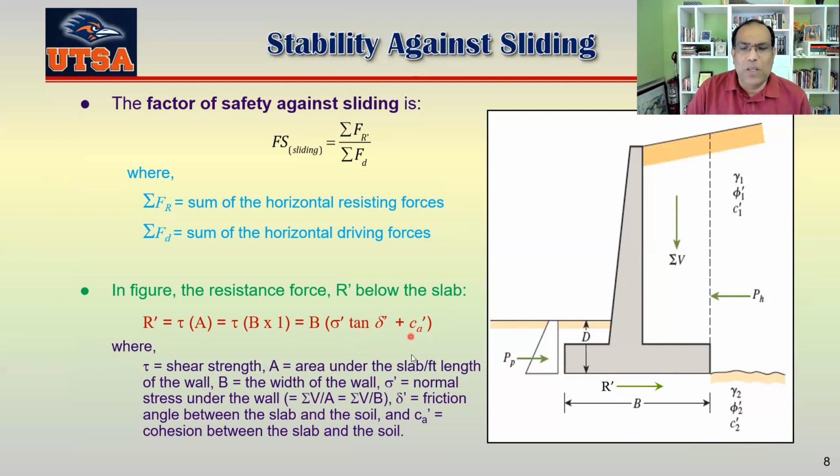And most of the time we assume that delta prime varies from half to 2/3 of your phi prime. At the same time, your CA, or cohesion between wall and soil, also varies from half to 2/3 of the cohesion of the soil here. Okay, we are talking about base soil now, not the fill soil. Okay, this is refill here.